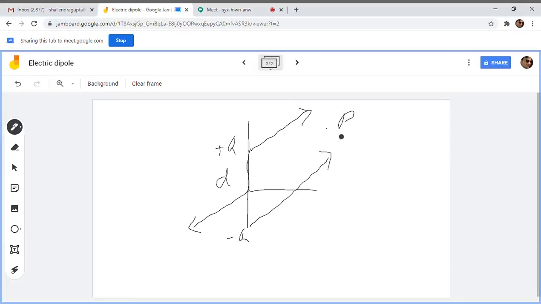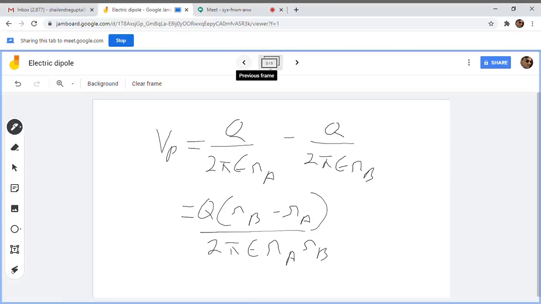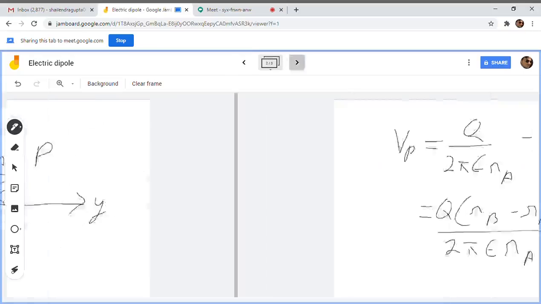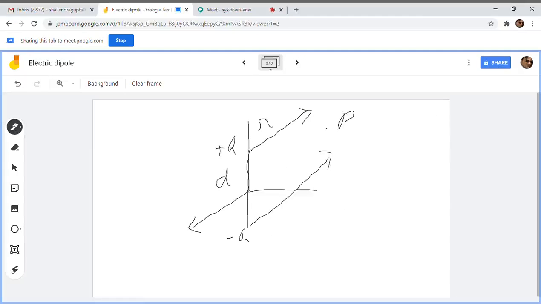Okay. So this is r_a, what I have said, r_a. This has to be r_a. So this is r_a and this is r_b, and this point is r.